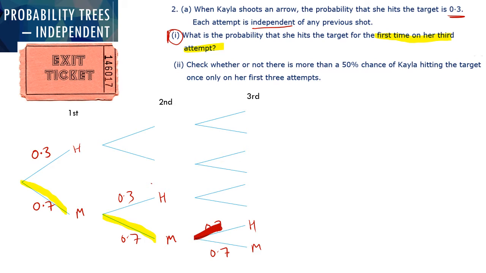But this time, oh, let's undo that, it's a bit too dark. This time, she hits it. So to work out the probability of this, the probability missing it, hitting it, we have to multiply these three together. Gives us 0.147. So that's the probability she hits it for the first time on her third attempt.